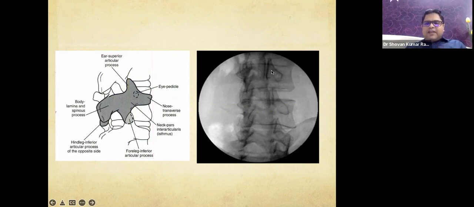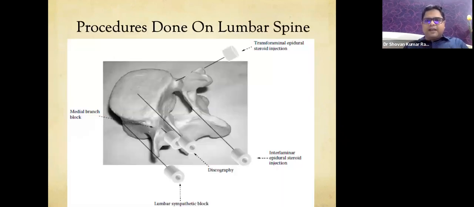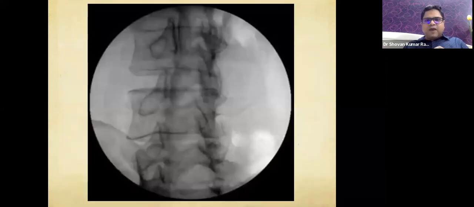Now, what are the various structures we will be pointing at? Whenever we go for any procedure, the first or primary image is the oblique view, where we will be putting the needle. So where we will be putting, this is the oblique view. Everybody can recognize, I think.